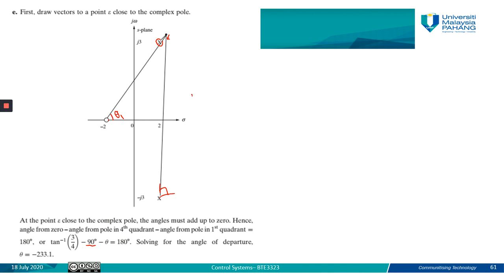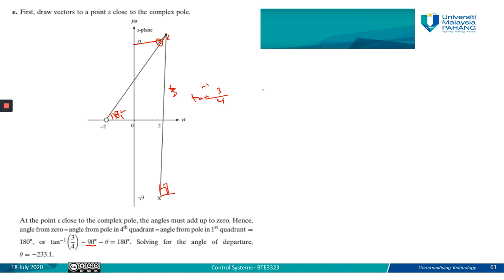So the value of theta 1 here is tan inverse of opposite over adjacent. The opposite is 3, because from this point to that point is equal to 3. The adjacent, here we have 2, here we have 2, so it becomes 4. So theta 1 is tan inverse 3 over 4. After we find the value of theta 1 and the other angle, which is 90, we can find the angle of departure, which is theta here.